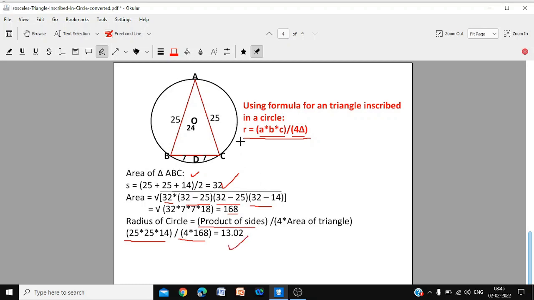There is a formula for the radius of a circumscribed circle. Radius is the product of the sides divided by 4 times the area of the triangle. The area of the triangle is found out by finding the semi-perimeter and using the formula square root of S into S minus A into S minus B into S minus C. The area being 168, the product of the sides divided by 4 times the area is also giving the same answer, 13.02.